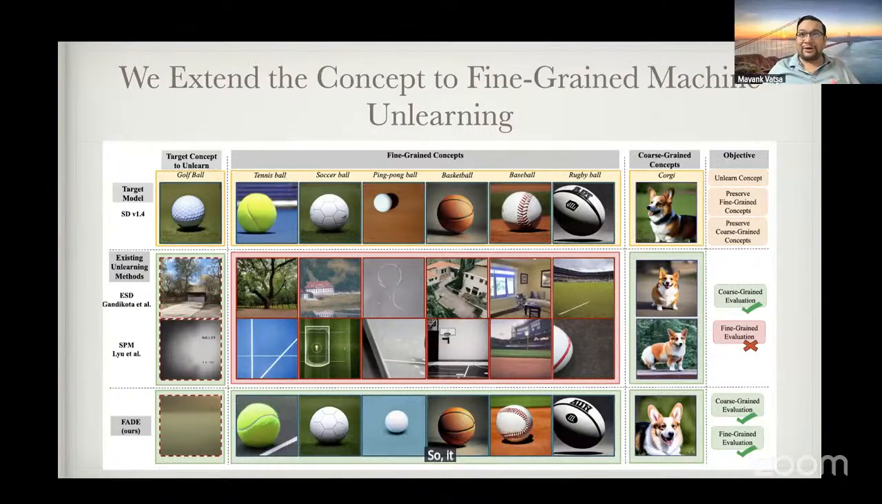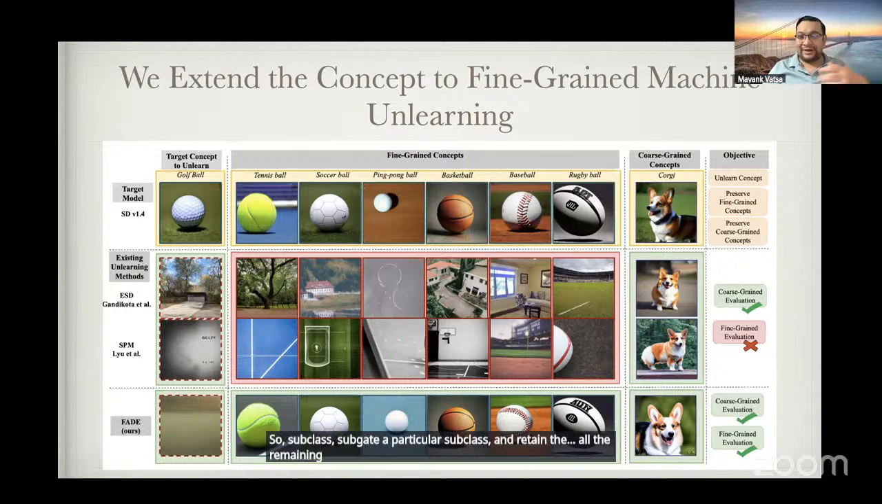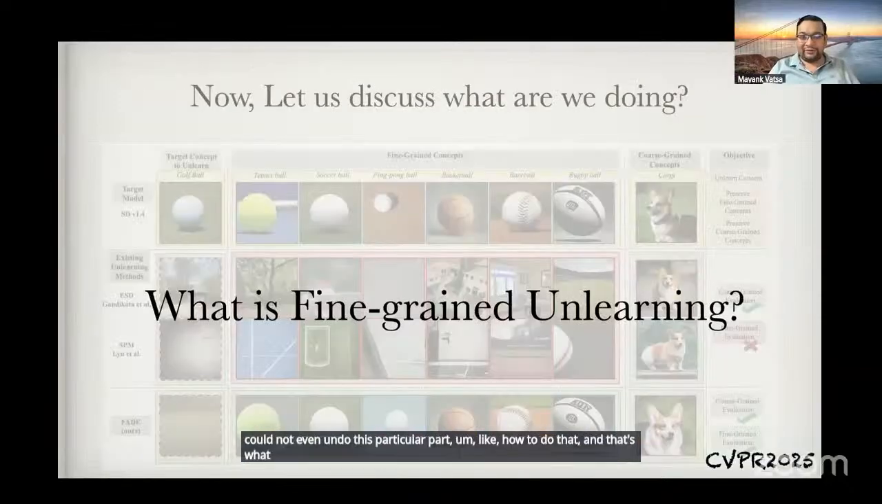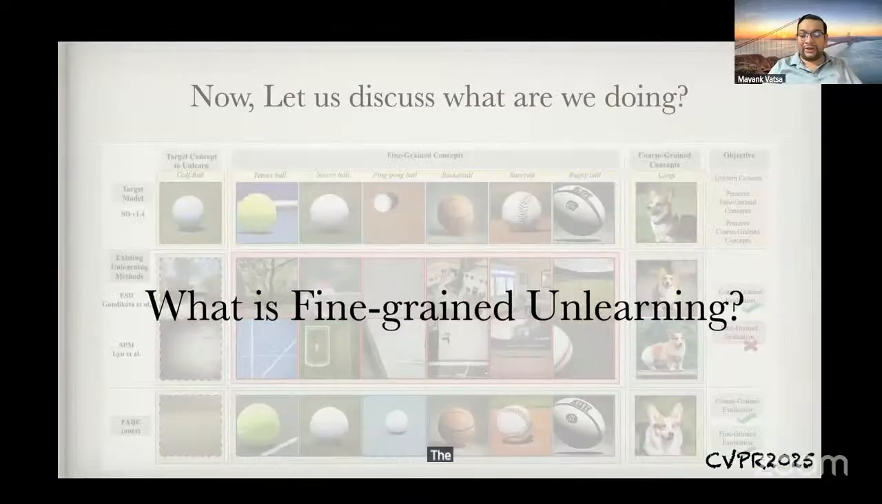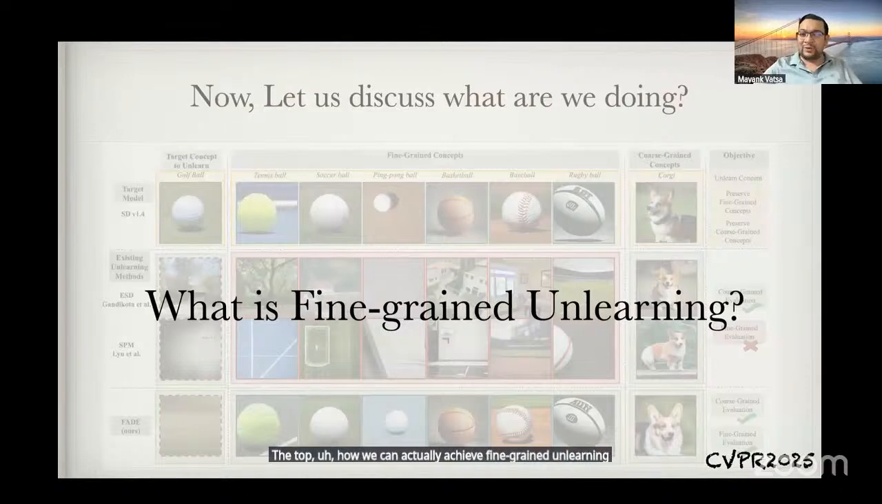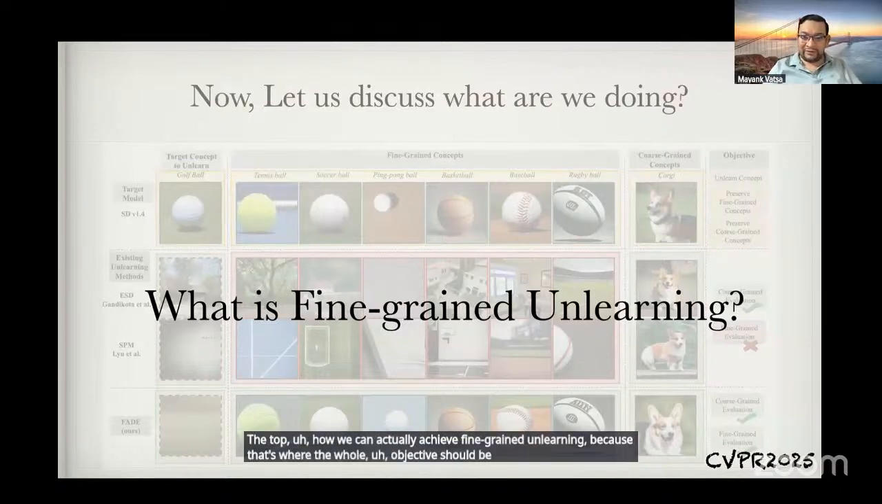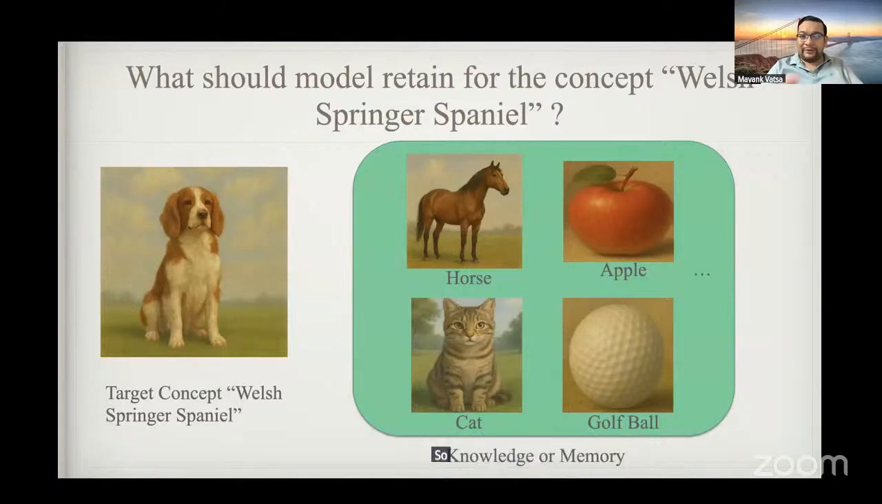So it's a subclass problem in a classical machine learning sense. Forget a particular subclass and retain the memory of all the remaining subclasses. Existing algorithms could not even do this part, like how to do that. And that's what we proposed, how we can actually achieve fine-grained unlearning, because that's where the whole objective should be. At least this is what our feeling is. So let me explain a bit in more detail. I'll try to not go into the equations and all, but still will explain this whole problem statement.